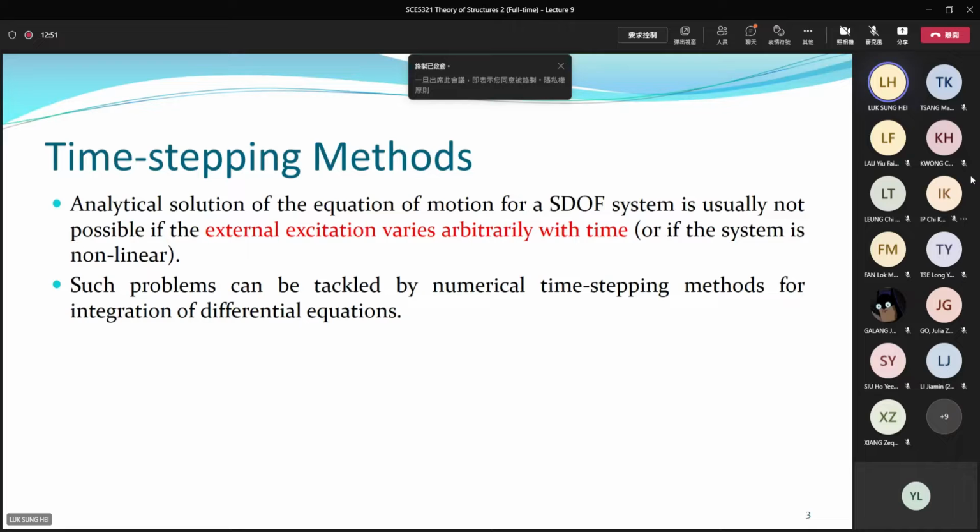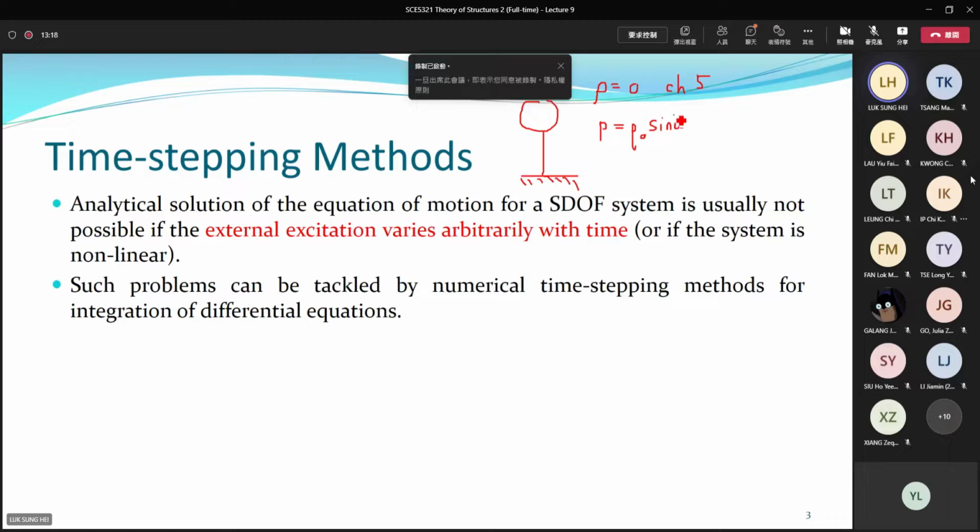So far, we have analyzed a single degree of freedom system under different kinds of loadings. For example, we learned how to analyze structures under free vibration, in which the force is equal to 0, in chapter 5. And then in chapter 6, we learned, firstly, how to analyze structures under a sinusoidal force.